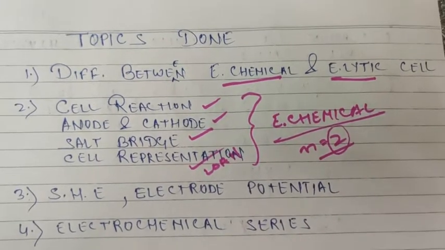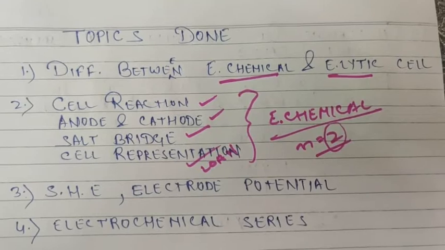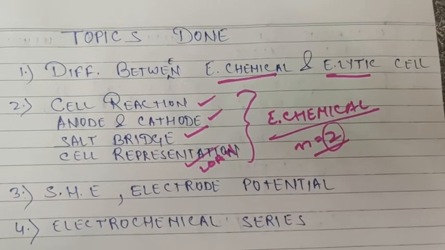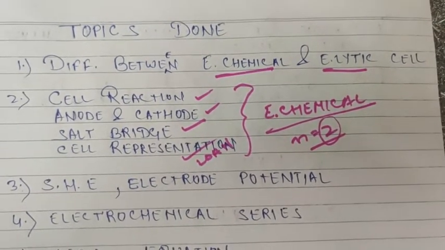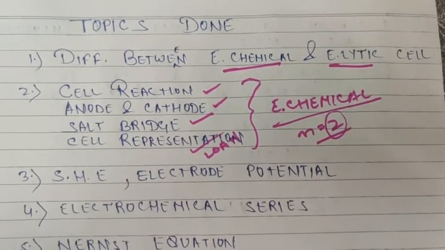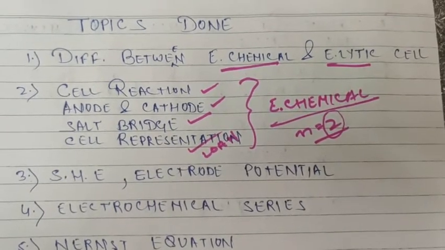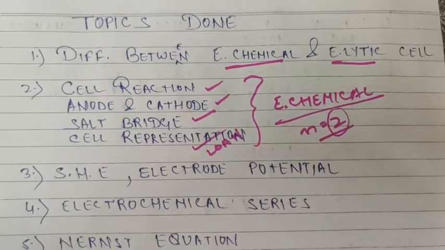In today's session, children, before proceeding further in the chapter electrochemistry, let us recall how much we know in this chapter as of now. The topics already done are the difference between the electrochemical and the electrolytic cell, which I told you is an important question for the board because it has been asked a number of times in your board examination in previous years.